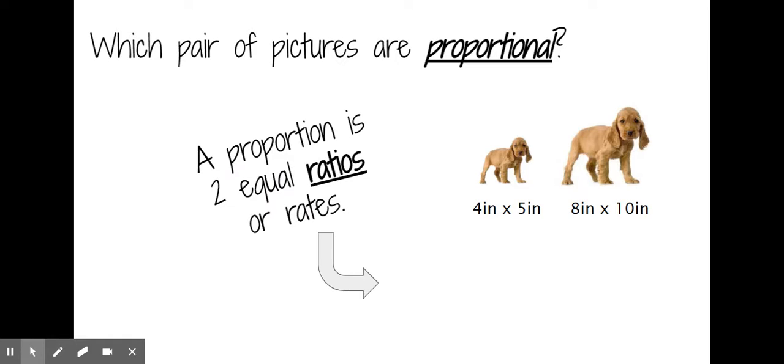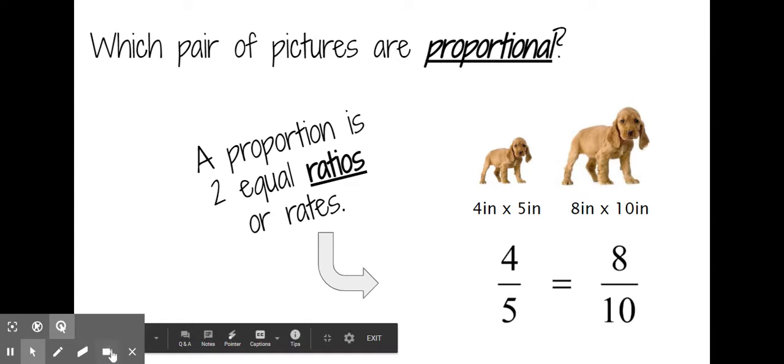Well, a proportion is two equal ratios or rates. So in this case, I've got 4 inches and 5 inches, inches to inches. That's a ratio. So I could write for the smaller image a ratio of the width to the length of the picture, 4 inches to 5 inches. And then if I look at the larger image, the ratio for width to length would be 8 to 10 in that picture. So why are these two ratios equal? Why are these two fractions equal? Well, let's take a look at why that is.